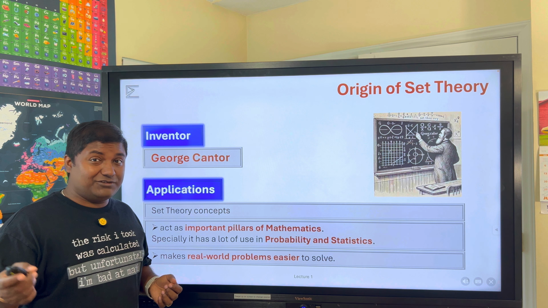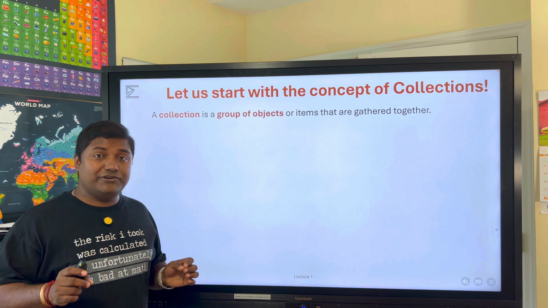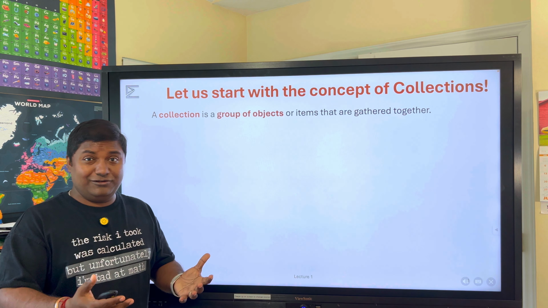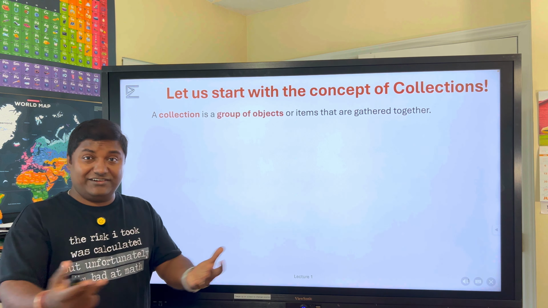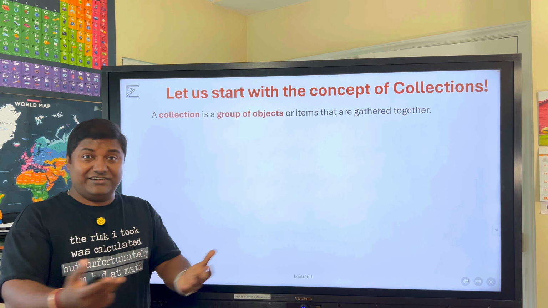So let us start with the concept of collections. Collection is derived from the word collect. So what is a collection? Collection is a group of objects or items that are gathered together. Basically, whenever you gather or collect a lot of items, that entire gathering is called a collection.